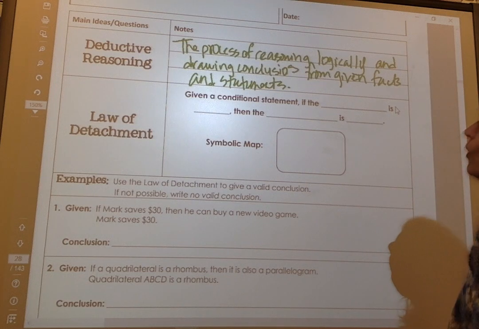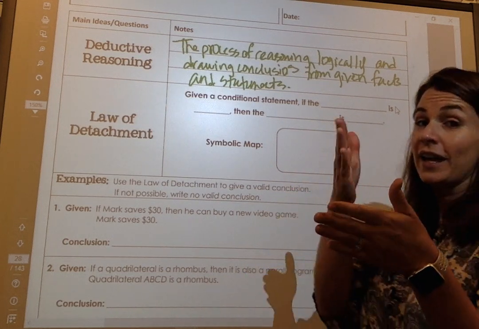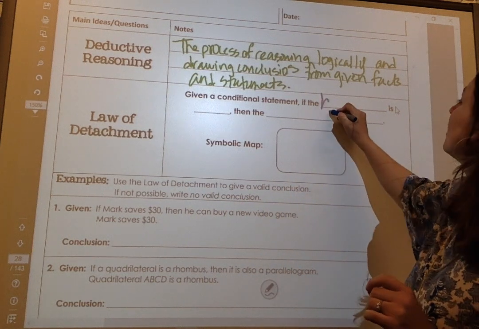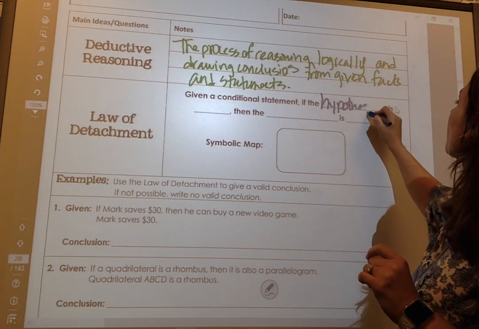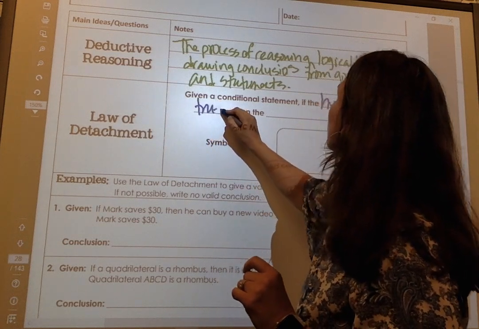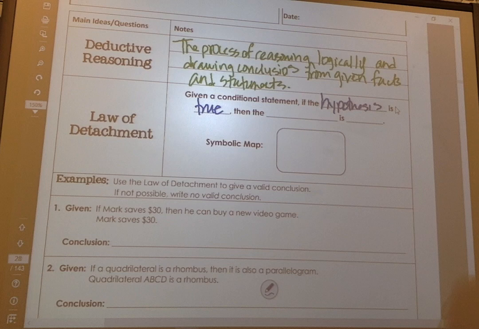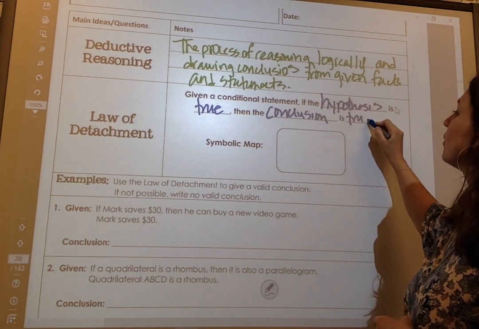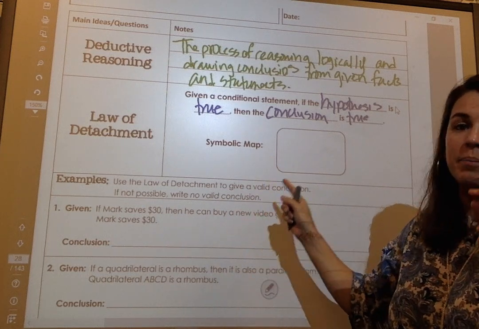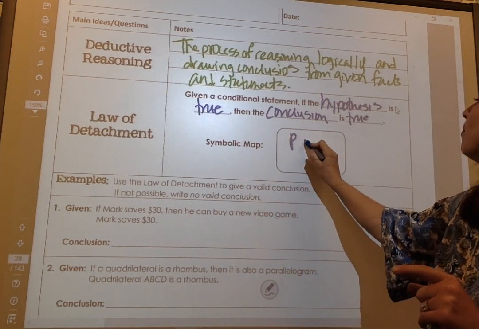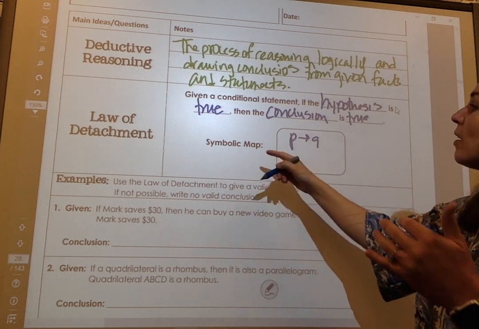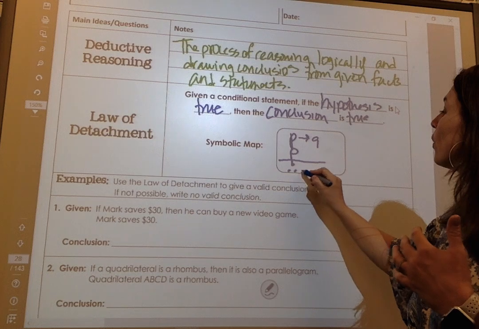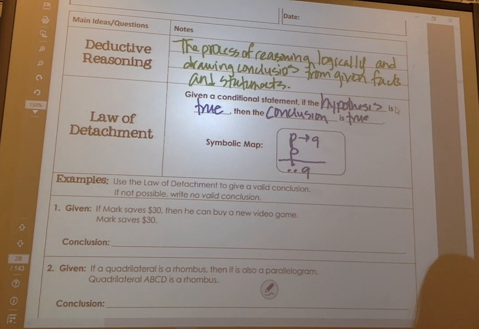Law of detachment. So if you were given a conditional statement, we've already done that, if-then form, conditional statement. If the hypothesis is true, then the conclusion is true. So here's what the symbolic map looks like. We already know the conditional statement, if P, then Q. So now, law of detachment says, okay, if P is true, therefore Q. So let's look at that.